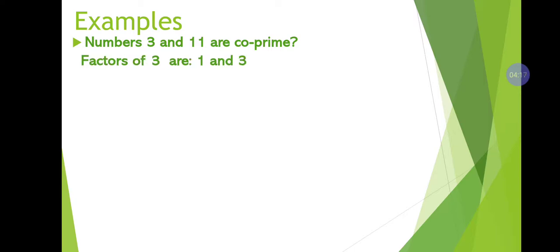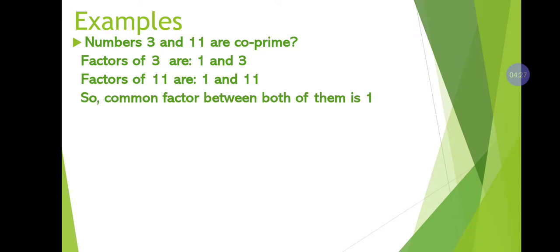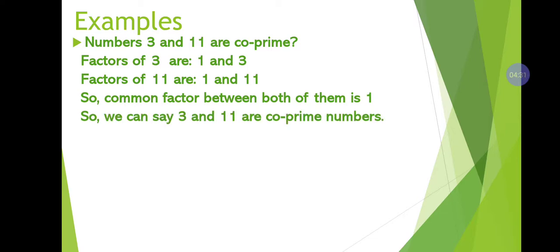Here are examples. Numbers 3 and 11 are co-prime. Let us find out. We know factors of 3 are 1 and 3. Factors of 11 are 1 and 11. So we can see the common factor between both of them is 1. So we can say 3 and 11 are co-prime numbers.